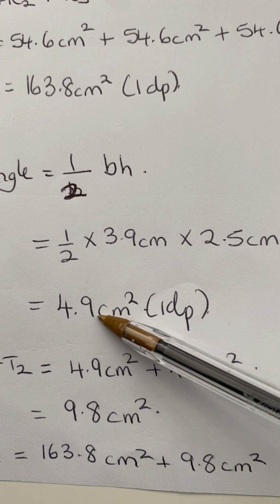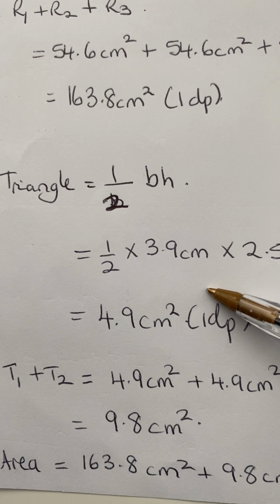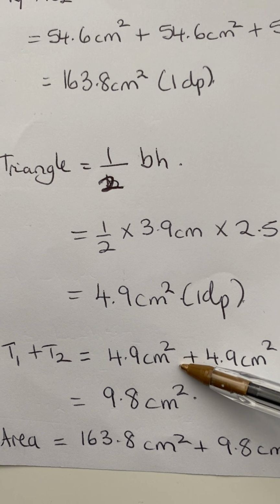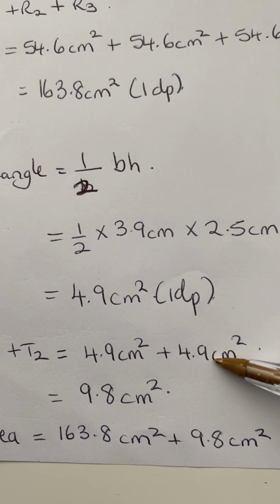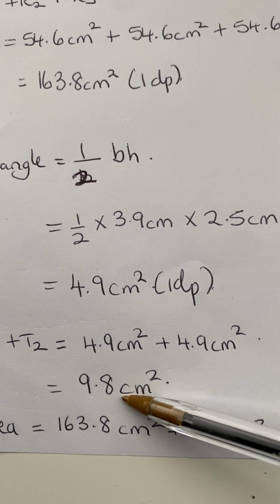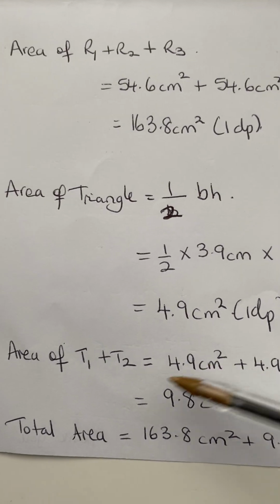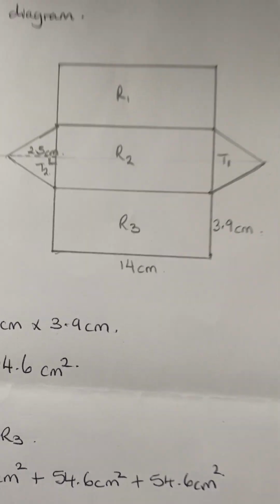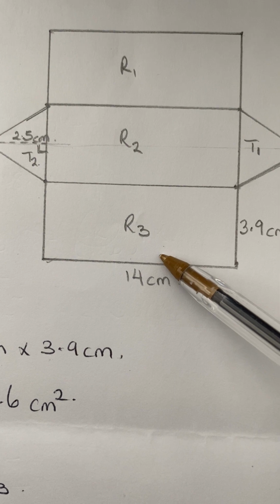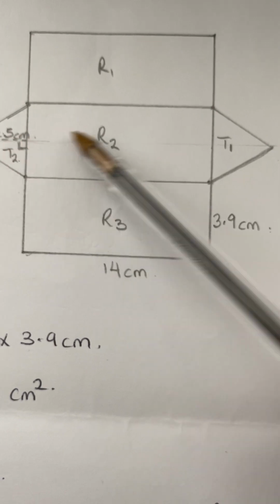So we have 4.9 centimeters squared, again to 1 decimal place. But we have 2 of them. So 4.9 centimeters squared plus another 4.9 centimeters squared, which will give us 9.8 centimeters squared. Okay. So now the total area of this figure here is the area of the 3 rectangles that we found and the area of the 2 triangles on the side.